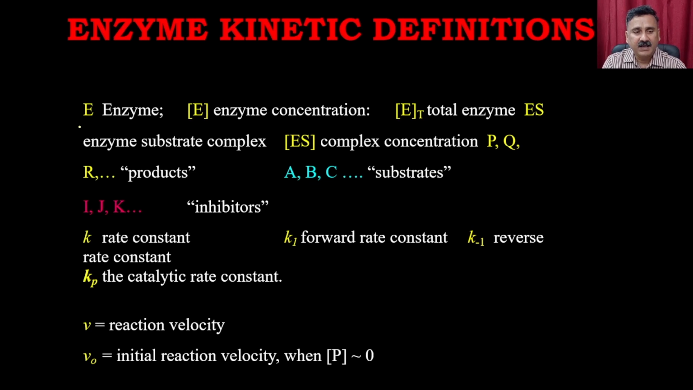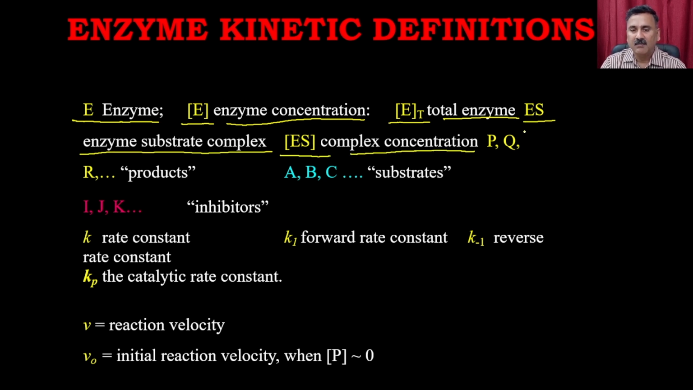When we say E, it denotes the enzyme. When we say E in brackets, it denotes the enzyme concentration. When we say ET, that is the total enzyme. When we say ES, it denotes the enzyme substrate complex. When we say ES in brackets, it is the enzyme substrate complex concentration.